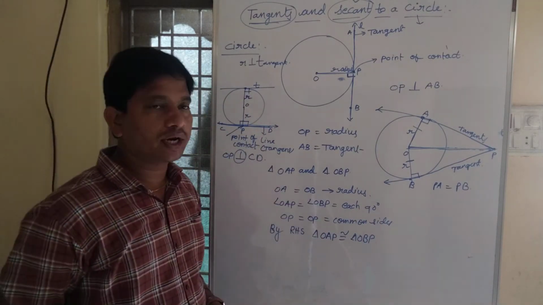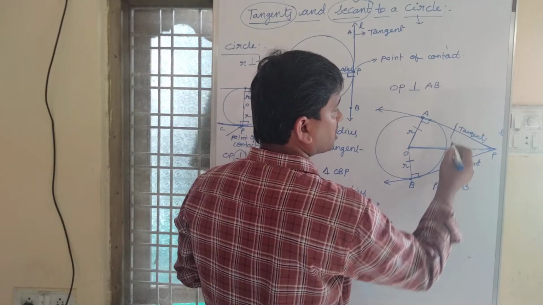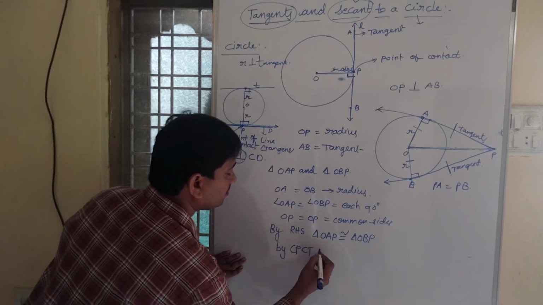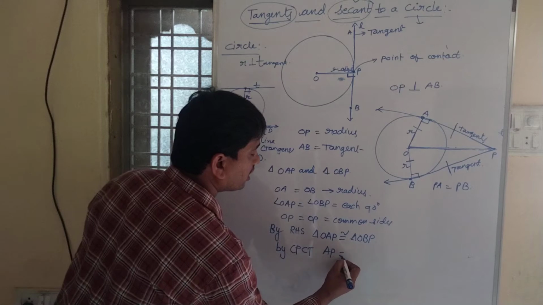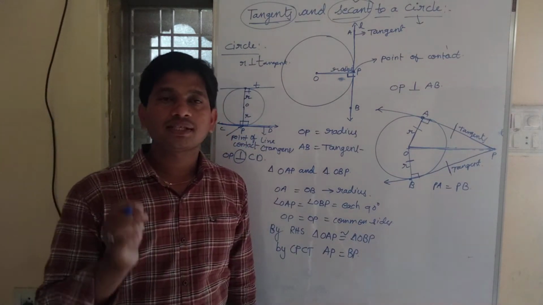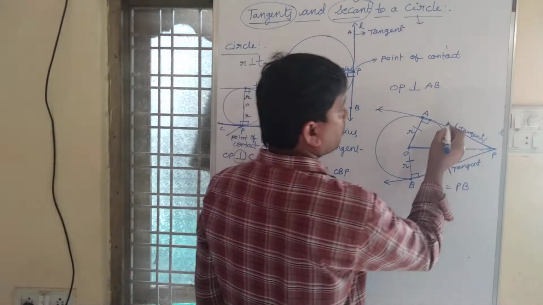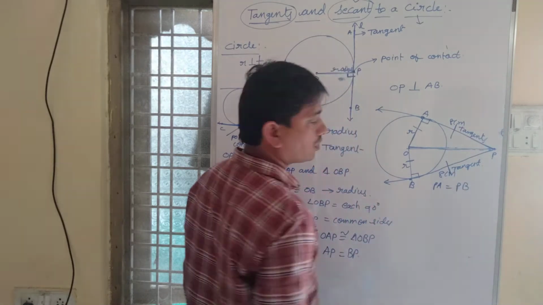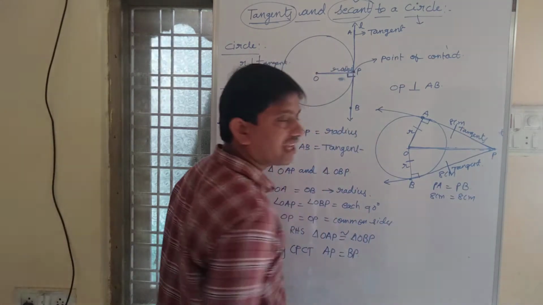If two triangles are congruent, their corresponding sides are equal. What are the corresponding sides, children? That is AP is equal to BP. By CPCT, corresponding parts of congruent triangles, I can say that AP equals BP. Lengths of tangents drawn from an external point to a circle are equal. For example, if AP equals 8 cm, then the length of BP is also 8 cm.